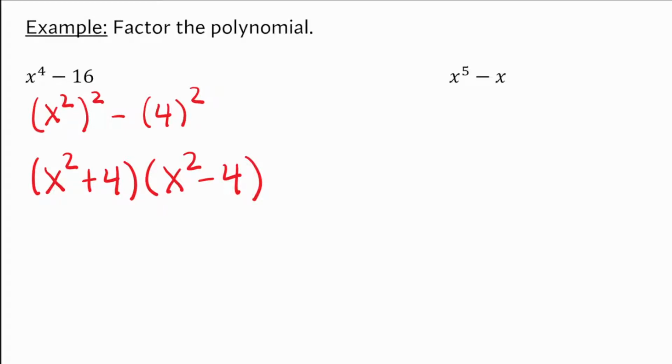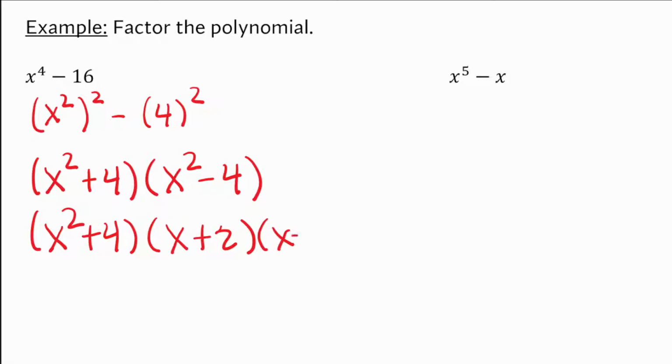Okay. And then x squared minus 4 is itself a difference of two squares. X plus 2 multiplied by x minus 2. And then I'll know I'm fully done, right? Because I don't have anything else that I can factor.